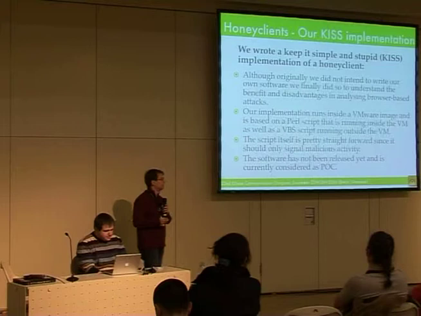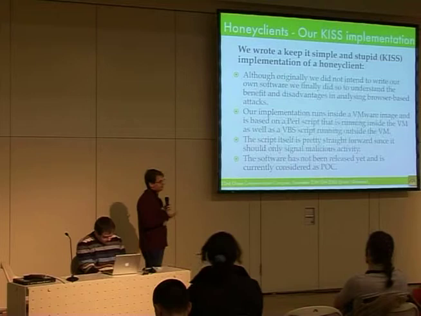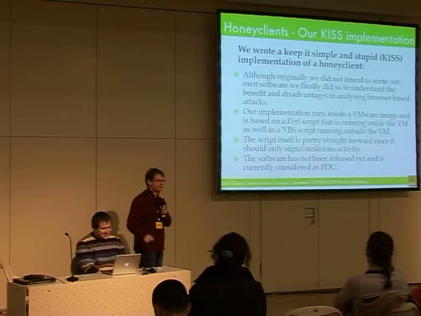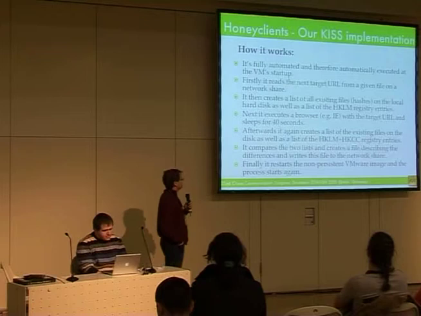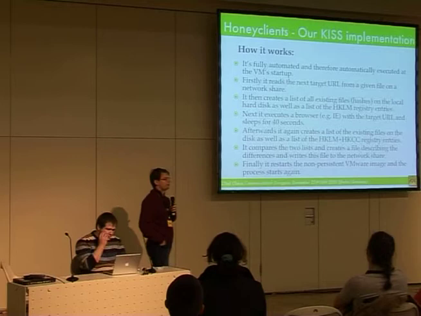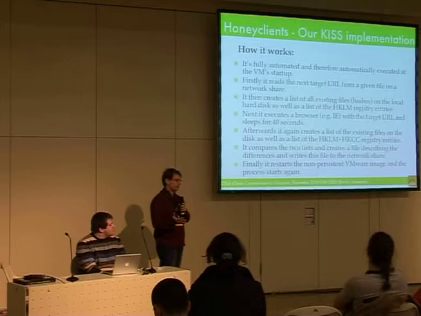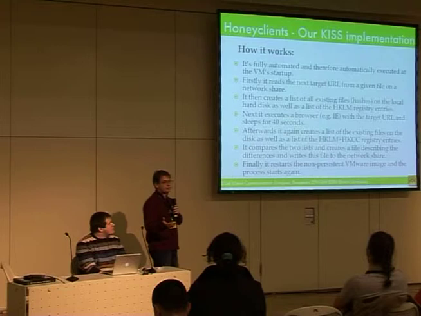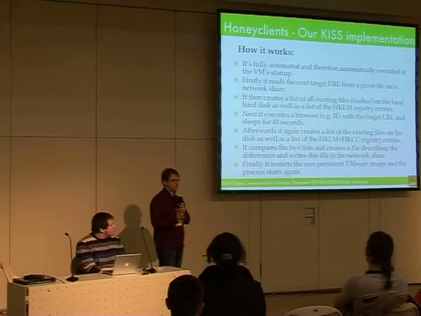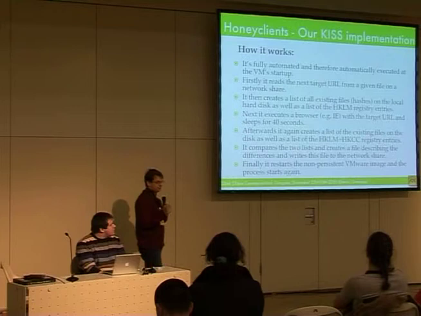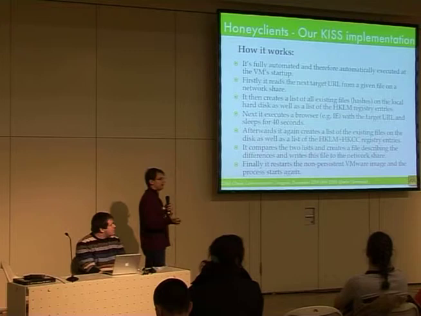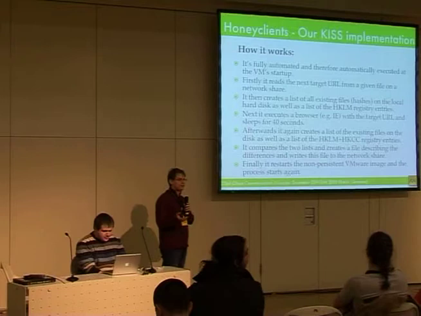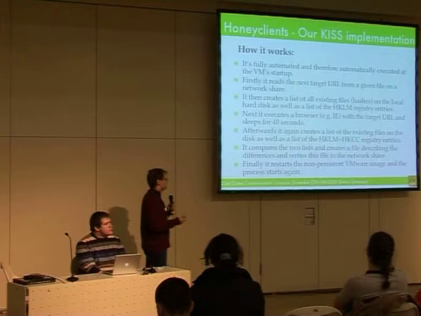Our script is pretty straightforward, and therefore we did not release it, because it's so straightforward that I'm a little bit ashamed of myself. It's actually nothing else than a VMware non-persistent image of Windows XP Service Pack 2. When it starts, a Perl script gets automatically started, which goes to a network location where the target URL is written in a file. It reads that, makes an image of the system from the registry and from the file system, gets the URL, starts the browser with that URL, waits a little bit, and then makes another image of the system and compares it. Of course, if the image before and after is not the same, then we have found something.